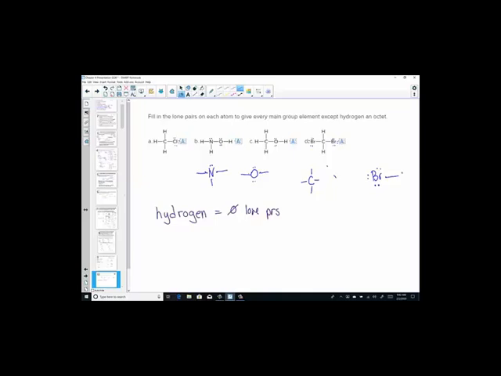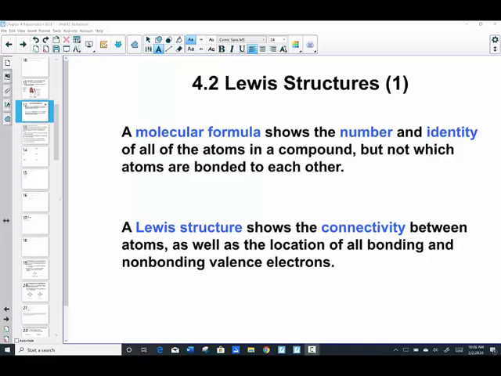Whew, we did it. Hi everyone, Mrs. Hanson once again. Hey, we're going to pick up some lessons with Lewis dot structures in 4.2, beginning with the definition of a molecular formula. Once again, we know that it shows the number and identity of all the atoms in a compound. But what it lacks is showing us the connectivity of how the atoms are bonded to one another. For example, if I told you we had a molecular formula of C2H6, you would know that there are 2 carbons and 6 hydrogens in that molecule, but you wouldn't know how they're connected.